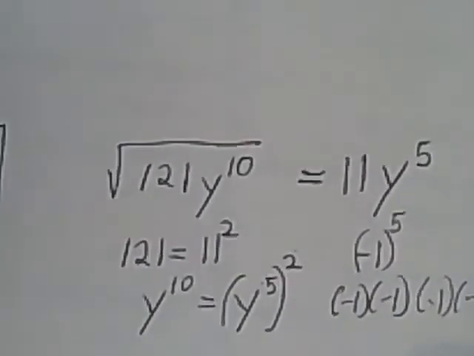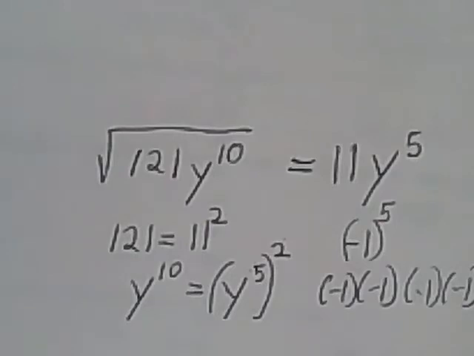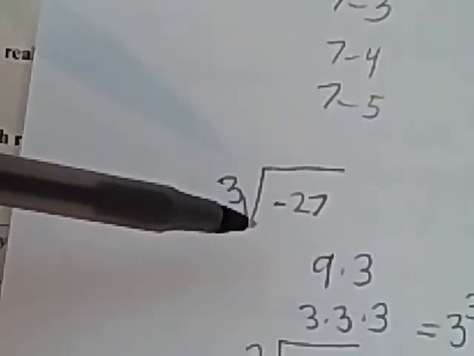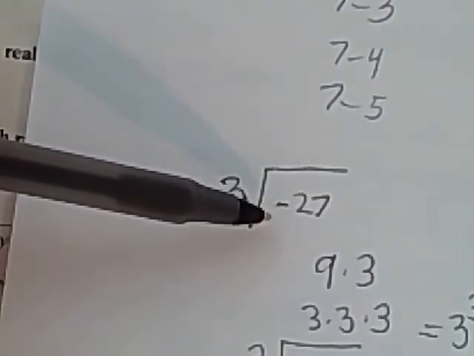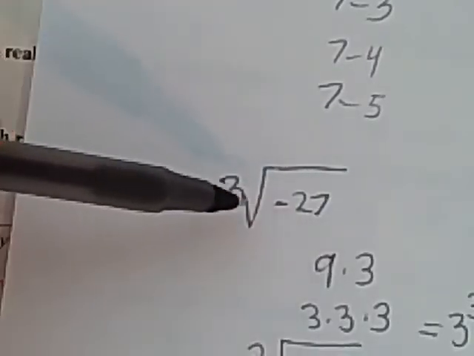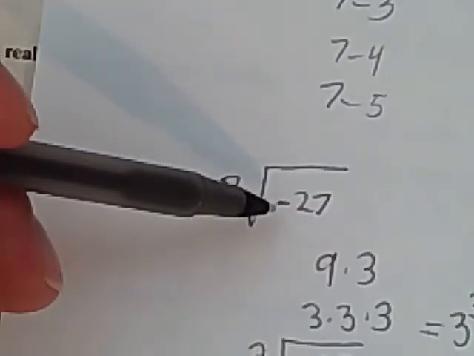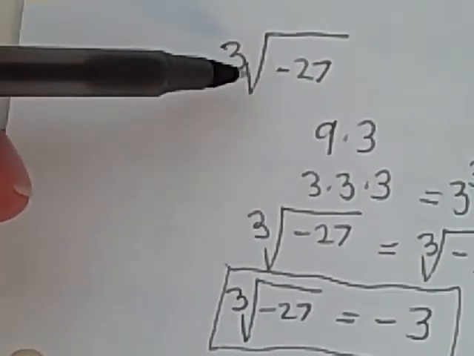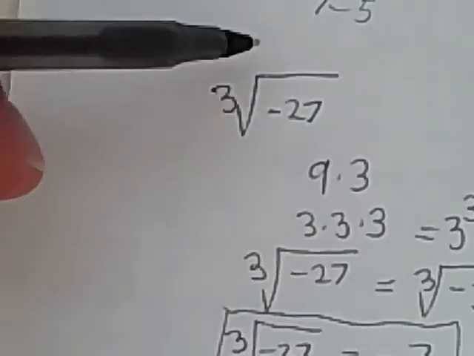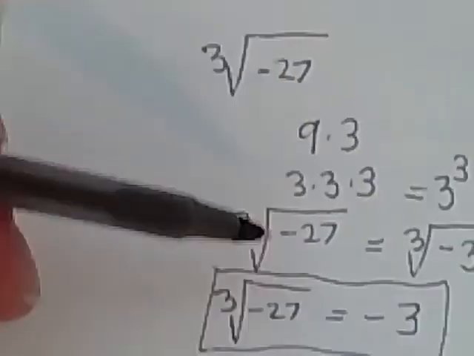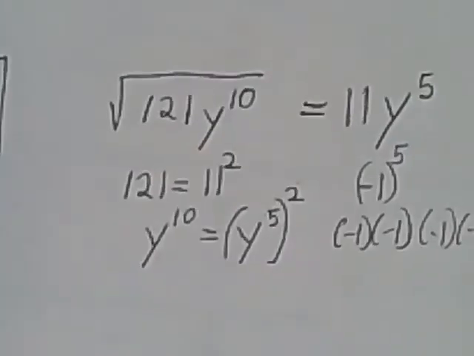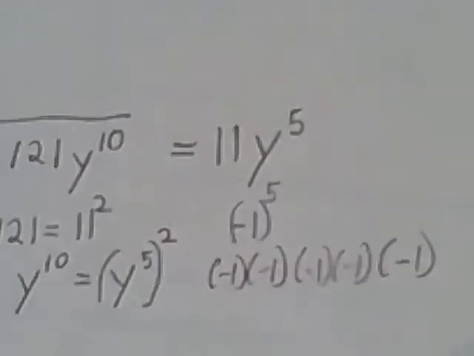And in this part of the course, we're not trying to take the square root of a negative number unless it can work out exactly right, like this example with negative 27. Here we could take the root of a negative number. I'm sorry, that is the cube root, not the square root. The cube root of negative 27 was negative 3. But trying to take the square root of a negative number, it's not going to work out.